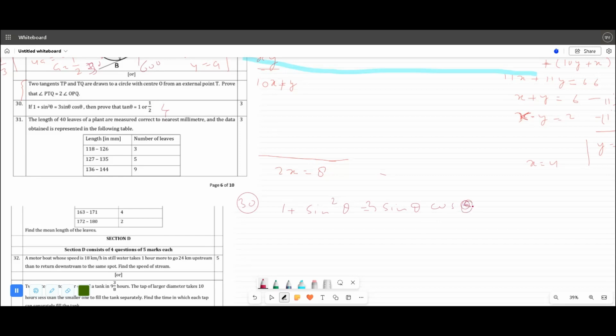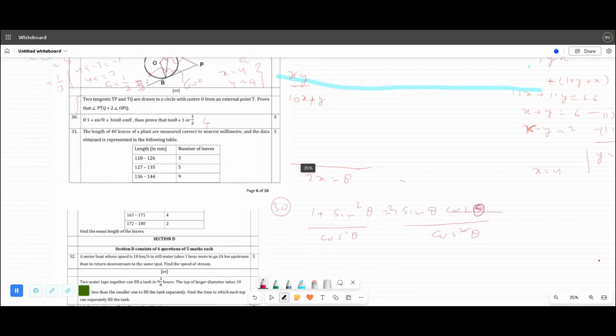What is happening here? There's theta. Okay, so what we'll do is we'll divide the whole thing by cos square theta on both sides. We can do that, right? So what do we get here? This cos theta gets adjusted, square becomes single.